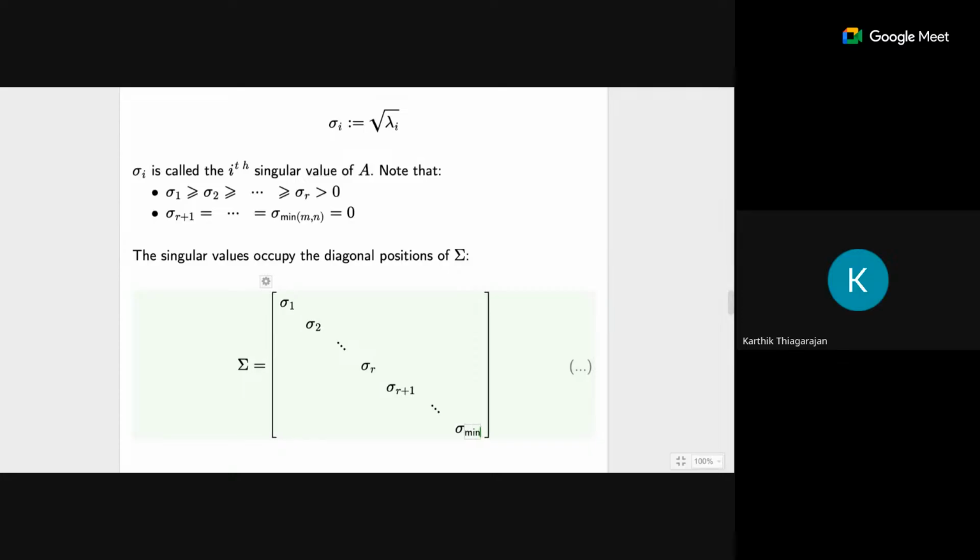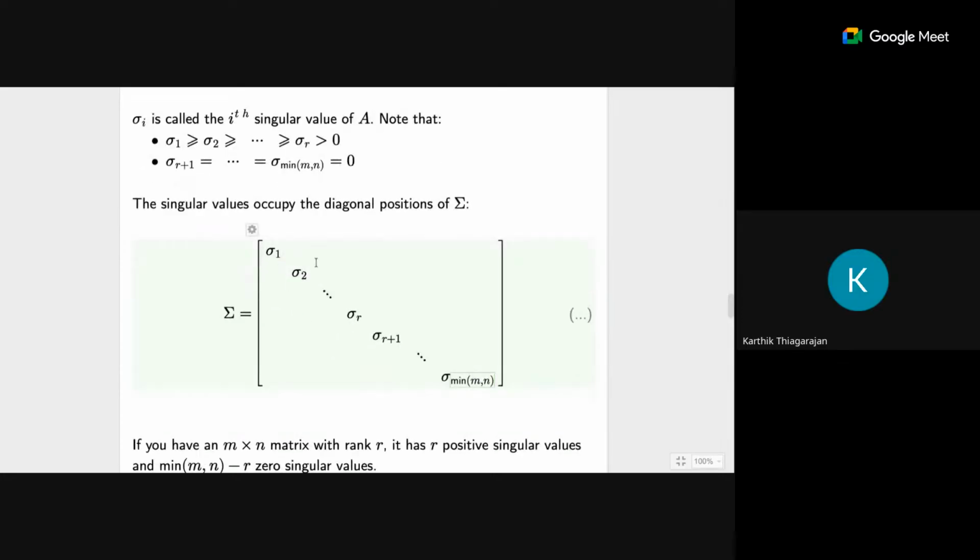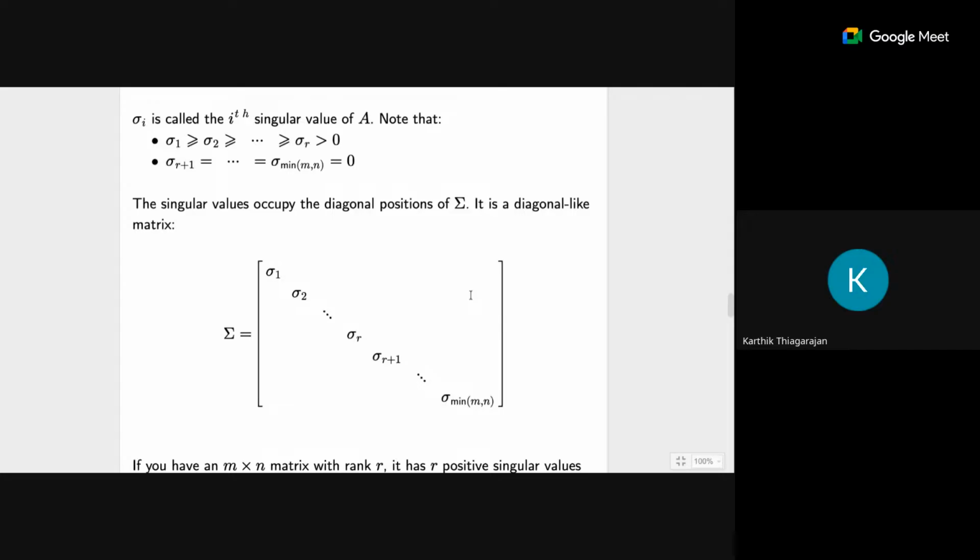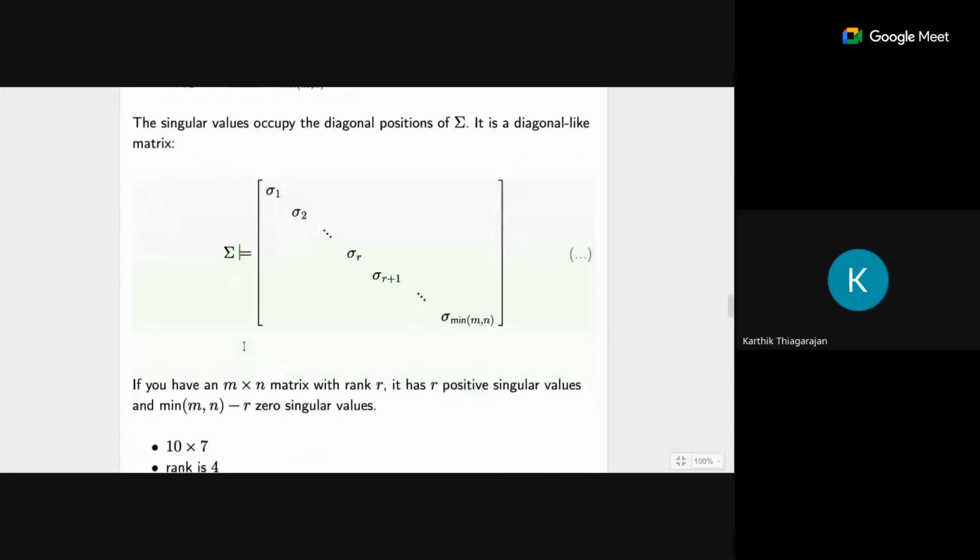So this is the minimum of m comma n. This will become clear soon. So this is a diagonal-like matrix, right? It's not exactly diagonal because it's not square. Okay, so it's m cross n.